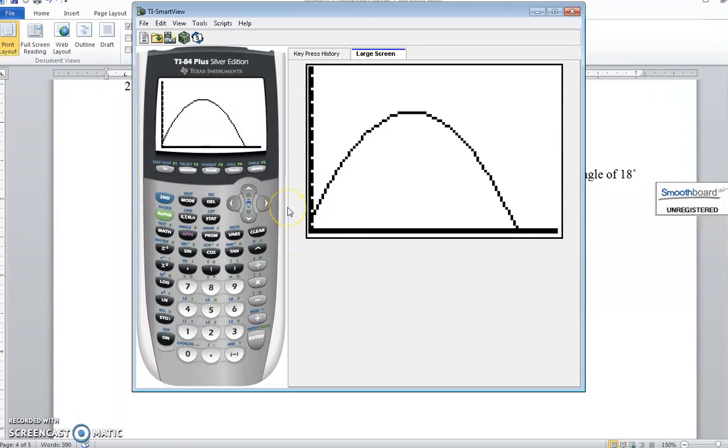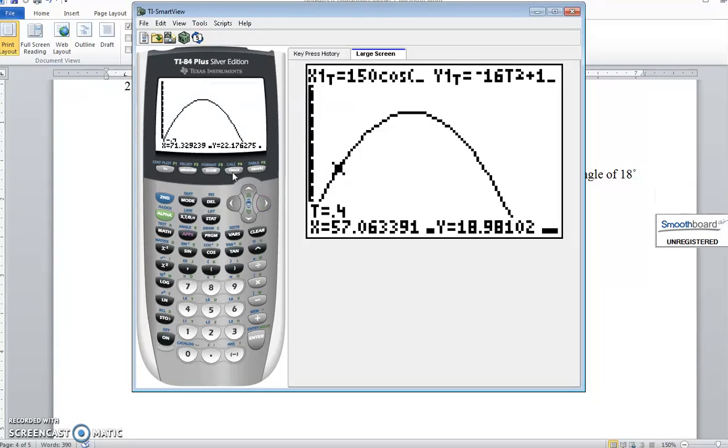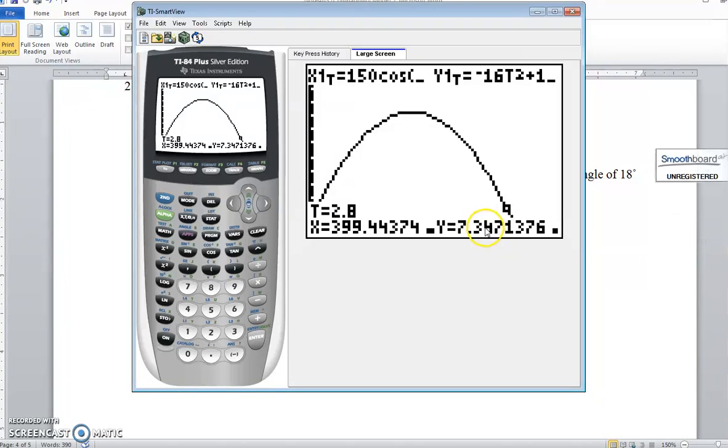I want to see, will this baseball clear the wall at 400 feet? One way I could do this is to trace. I'm just going to go until X is close to 400, as close as I can make it. Notice the T values are just going up by 0.1 every time. Okay, so we're getting close. Well, you can already tell. We're pretty close to 400 feet for X, and my height is only 7 feet above the wall, so the answer is going to be no.